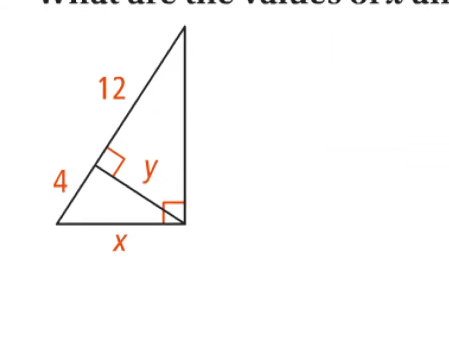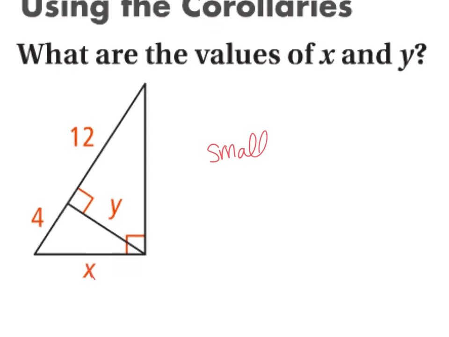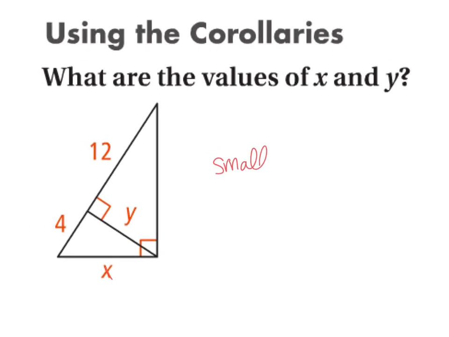So it looks like we have our three triangles. They give us a side length, and we're trying to find X and Y. X is the hypotenuse of the small triangle, so we're going to need that. I'm going to make a little grid. We know the hypotenuse of the small one is X.